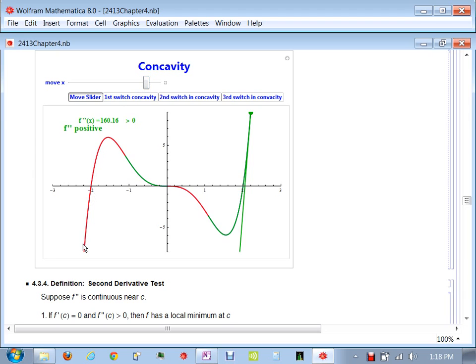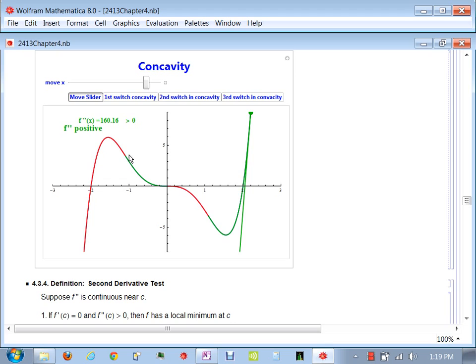Look at the red part of this graph. Doesn't the red part of this graph look like part of a frown? Like someone's frowning? Sad face? Did I say smiley face? Okay, frowning. A frown, right? Someone's sad face, right? Down.